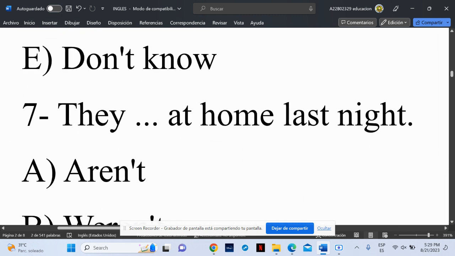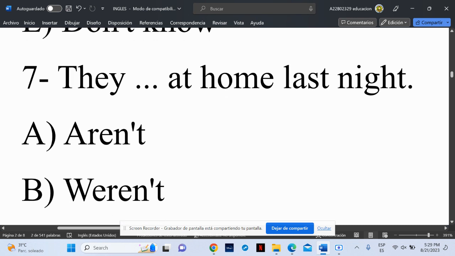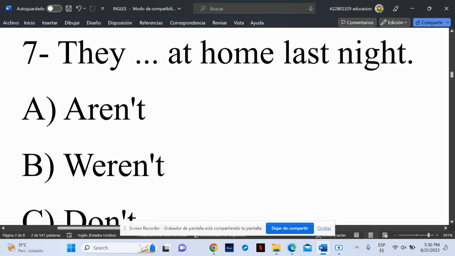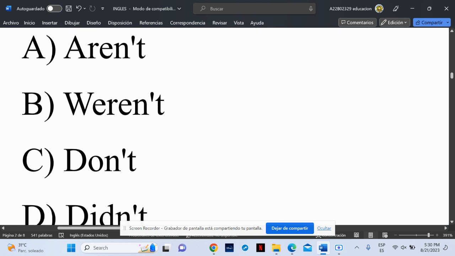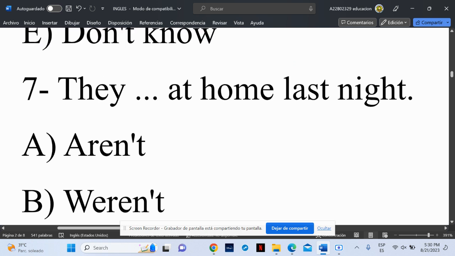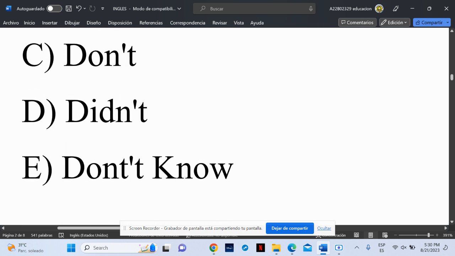Si nos vamos a la número 7, the next one says, they, blank space, at home last night. They are at home last night. The next one, they weren't at home last night. The next one, they don't at home last night. And the next one, they didn't at home last night. And the next one, letter E, as you see before, expresses that you don't know the answer of that case.